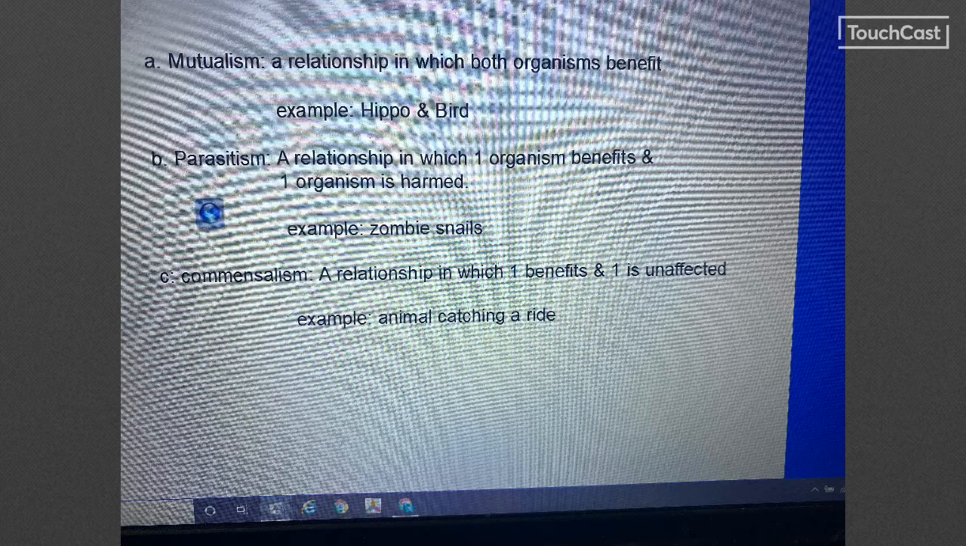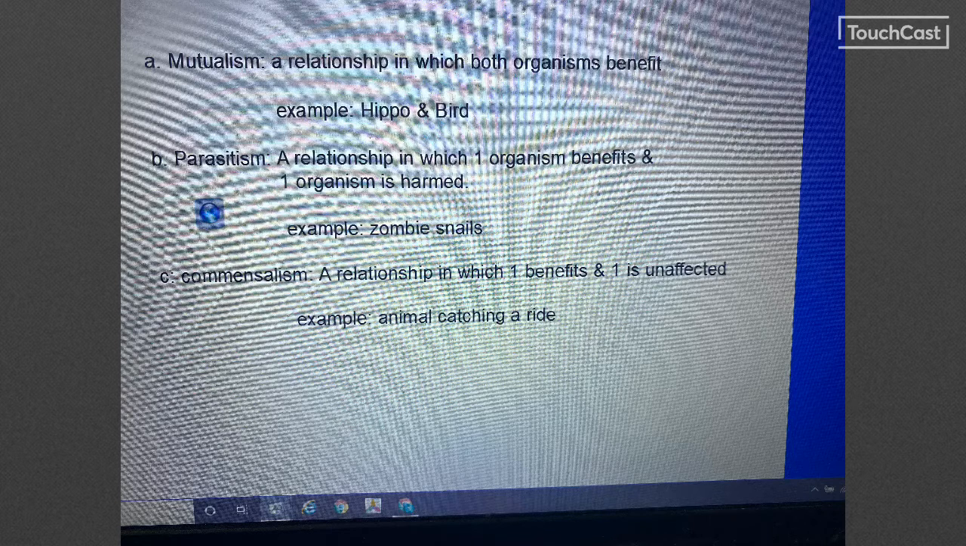Parasitism is a relationship in which only one organism benefits and the other organism is actually harmed. And we are going to see a cool video. It's like one of my favorite videos with the zombie snails. And you'll see that a parasite gets into them and takes over their bodies. So I'll let you see that in their video.